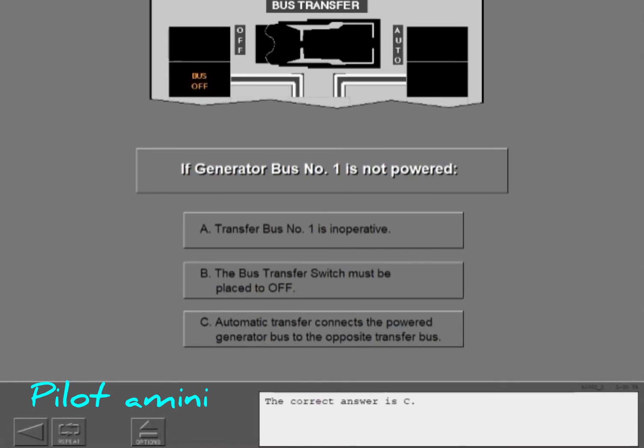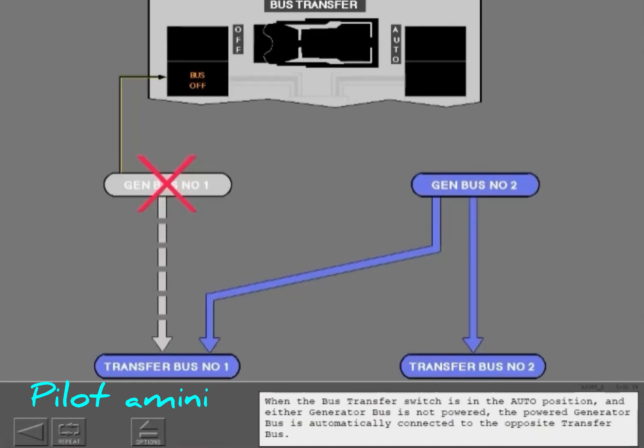The correct answer is C. When the bus transfer switch is in the auto position and either generator bus is not powered, the powered generator bus is automatically connected to the opposite transfer bus.